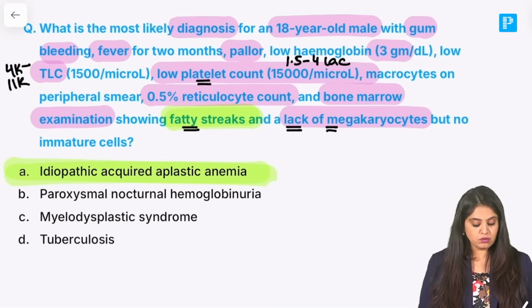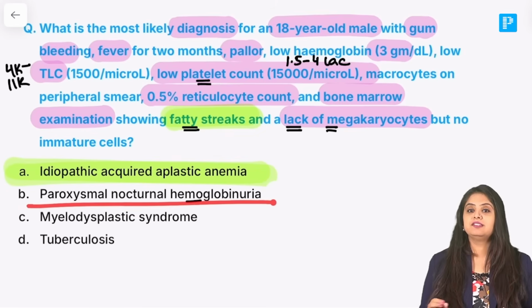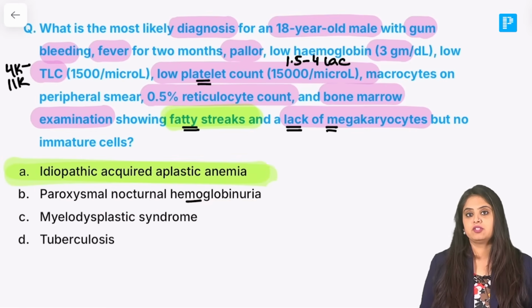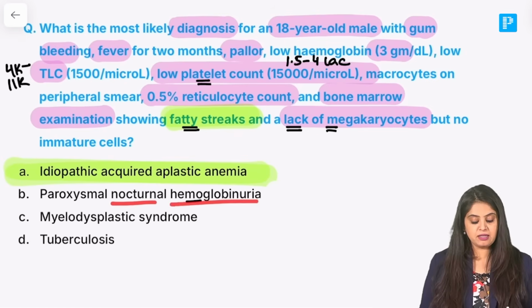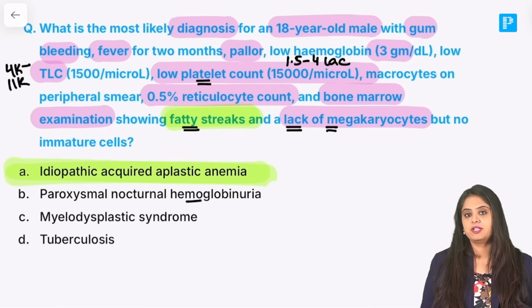Why is this not a case of paroxysmal nocturnal hemoglobinuria? Because that we of course know. See, PNH, what you learn as CD55, CD59, that can also result in aplastic anemia, but right now I don't have any feature of PNH mentioned. Do I have nighttime red color urine? Not mentioned. Next, TB, I don't have any granuloma written over here.